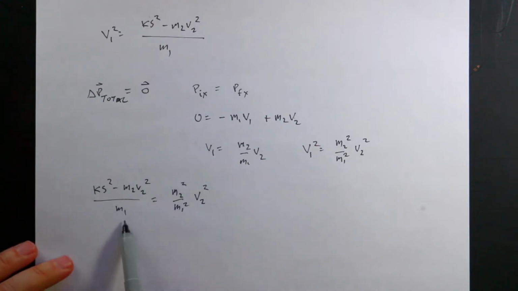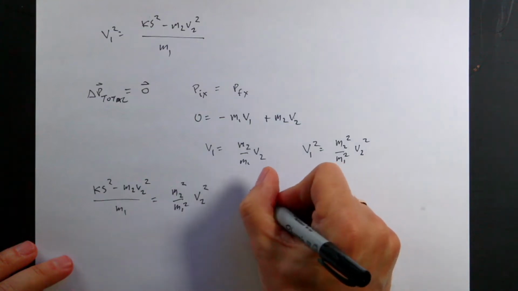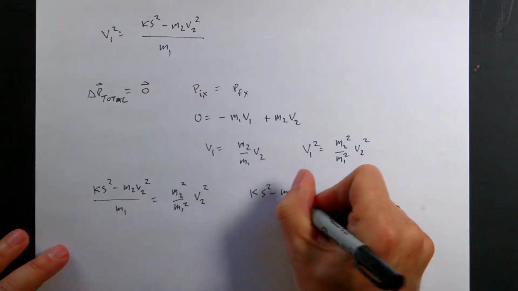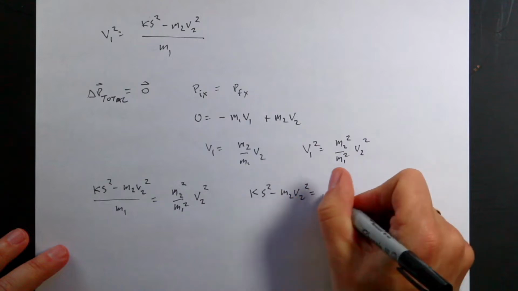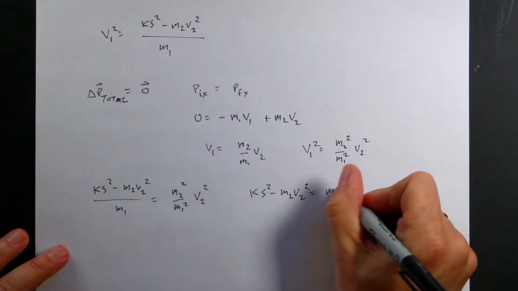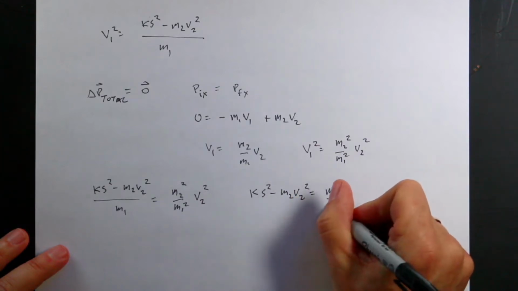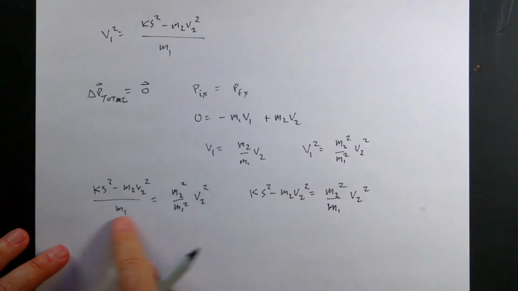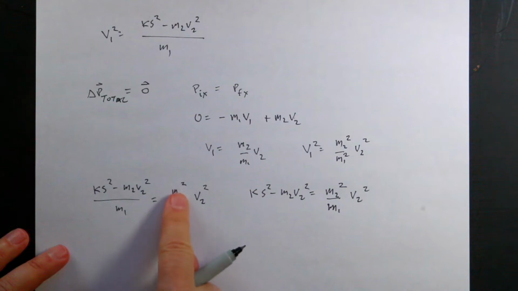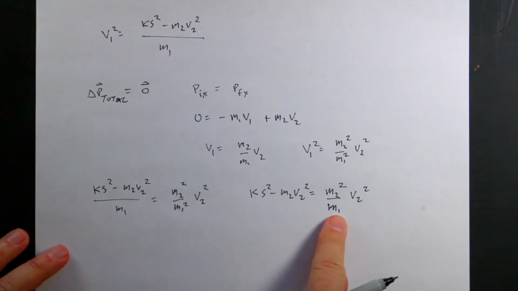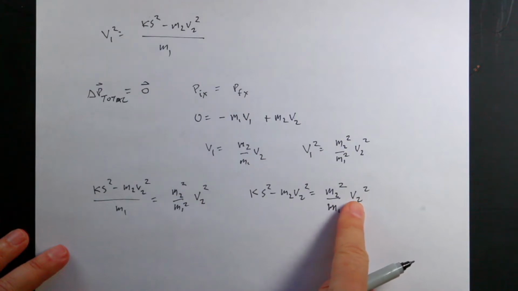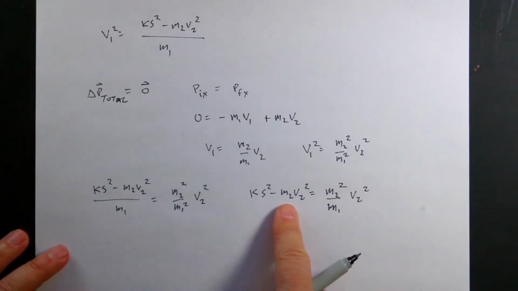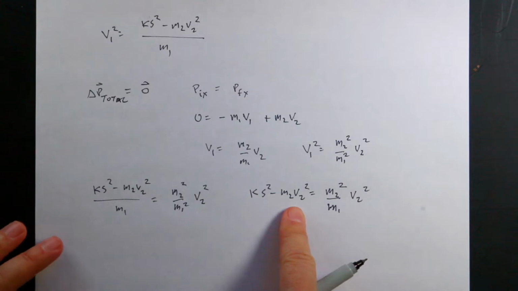And I do have two terms over here. The first thing I'm going to do is multiply both sides by m1, and I get ks squared minus m2 v2 squared equals m2 squared over m1 times v2 squared, right? Because if I multiply this by m1, then I have m1 over m1 squared, so one of those is going to cancel. And this has units of m times velocity squared. This also has m times velocity squared, so that agrees.